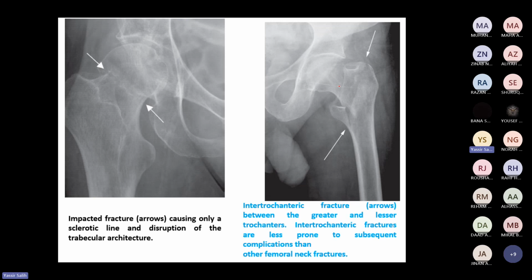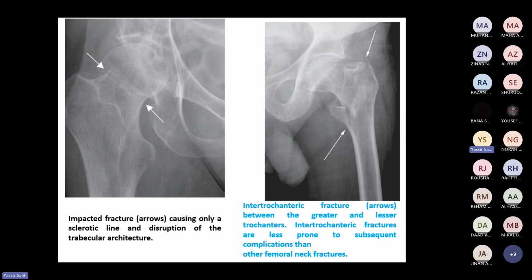Okay, in this one, what do you see? Interrupted trabecular pattern. Which one, left or right? The right one. What do you see? Lucent line. Yes, fracture because there is a lucent line. This lucent line is running from what to what? Greater trochanter, yes, to the neck of the femur. Greater or lesser trochanter? This line running from the greater to the lesser, what do they call it?